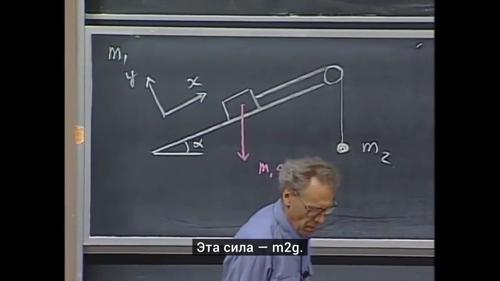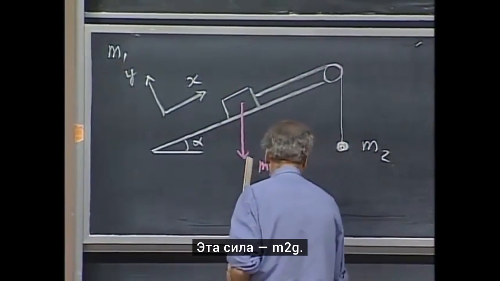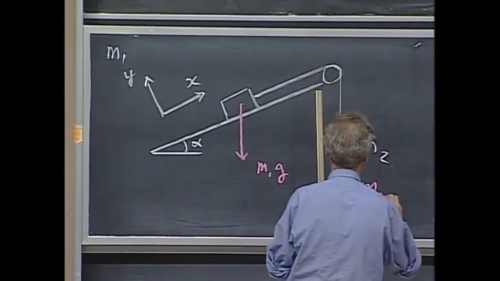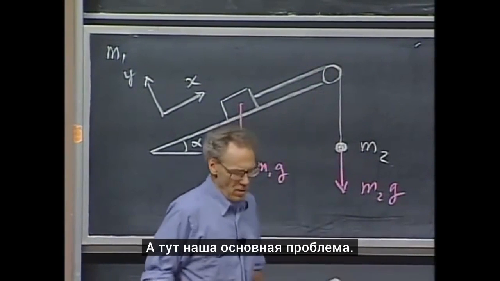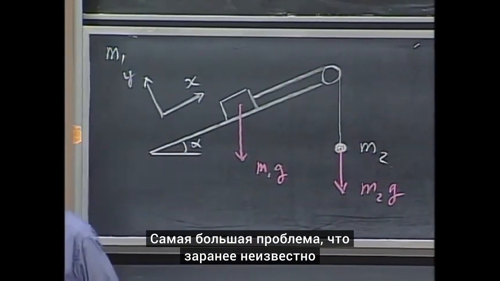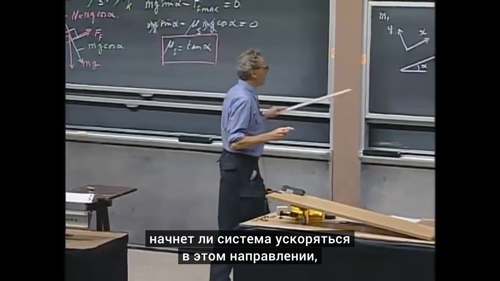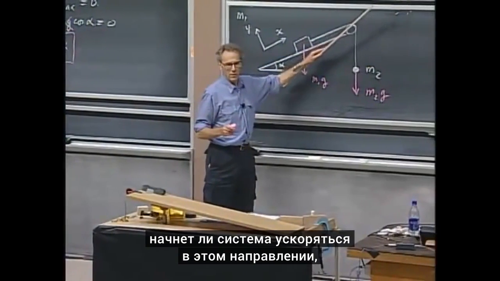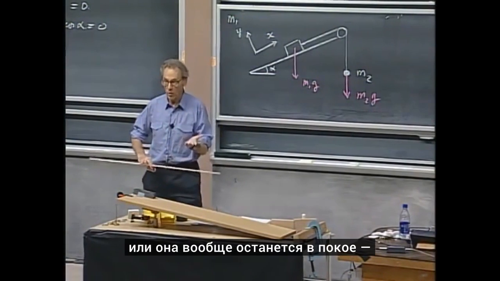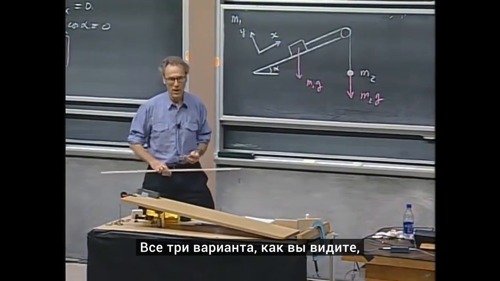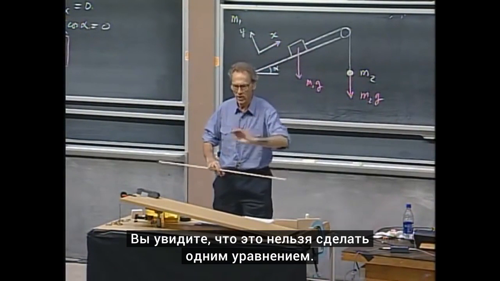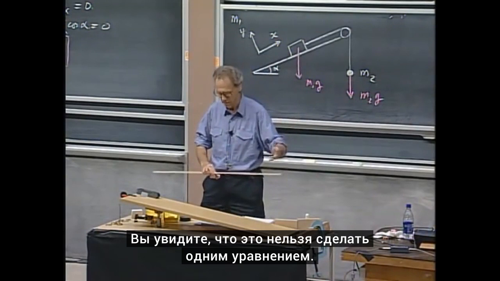The force here is m2g. And now comes a major problem. The biggest problem is that you do not know in advance whether this system will start to accelerate in this direction, or whether it will start to accelerate in this direction, or whether it will not accelerate at all. This is quite possible. And all these 3 cases, as you will see, have to be dealt with independently. You cannot do it with one equation, as you will see.